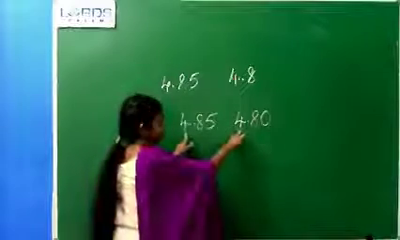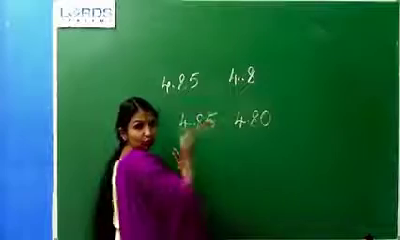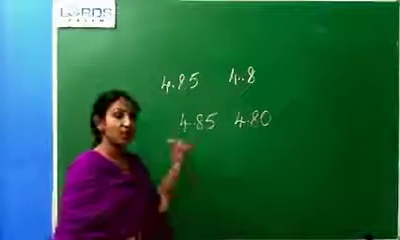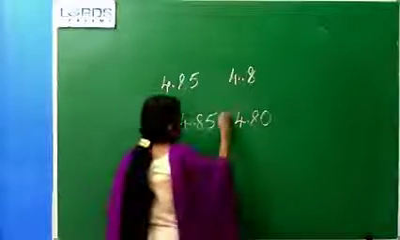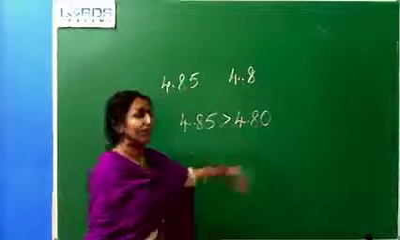The first digit is 4, so both are same. Now we will move to the next one, that is 8. Both are same. Here 5 and 0, which is the bigger one? 5 is the bigger one. So 4.85 is the bigger decimal number.